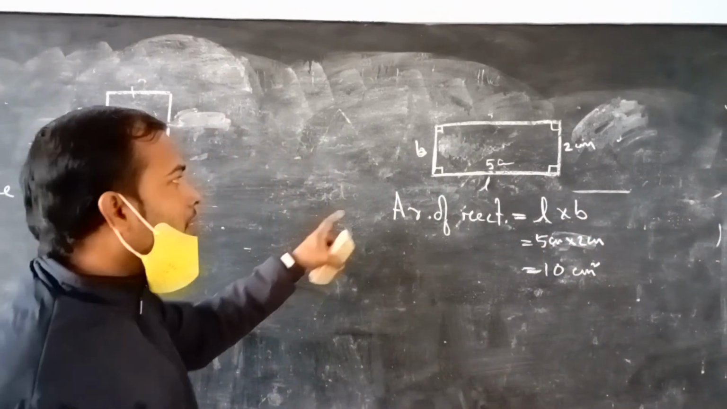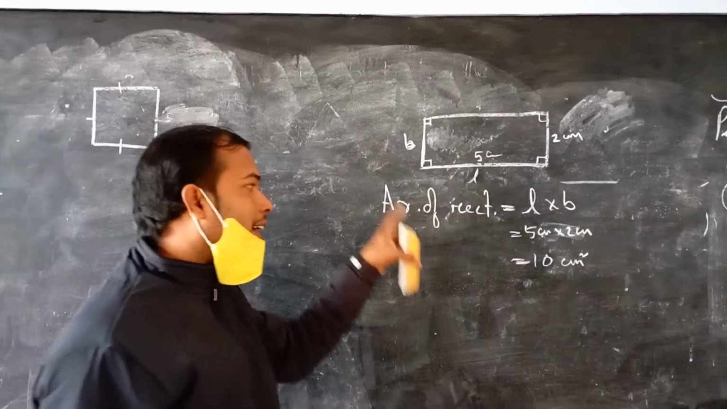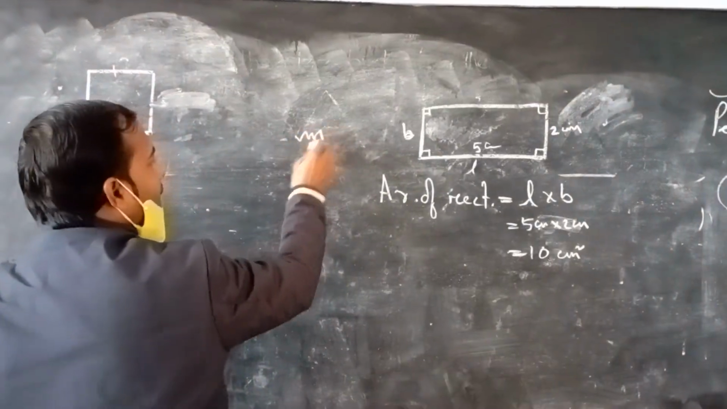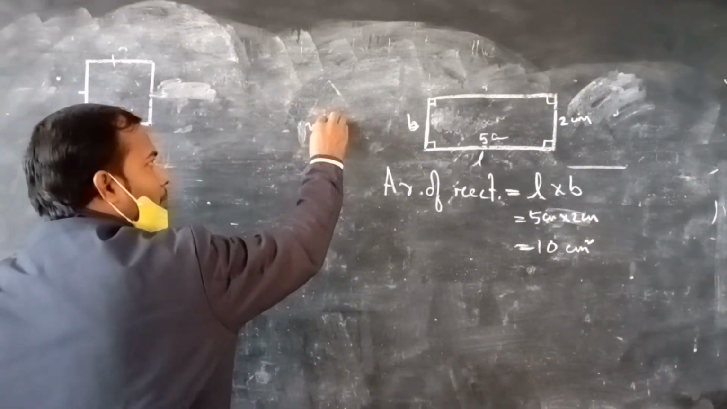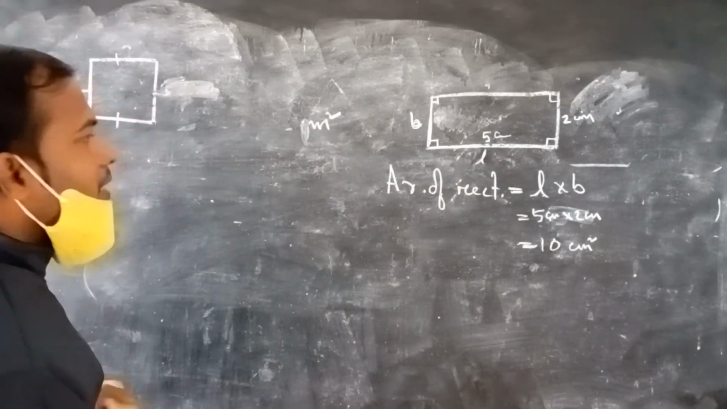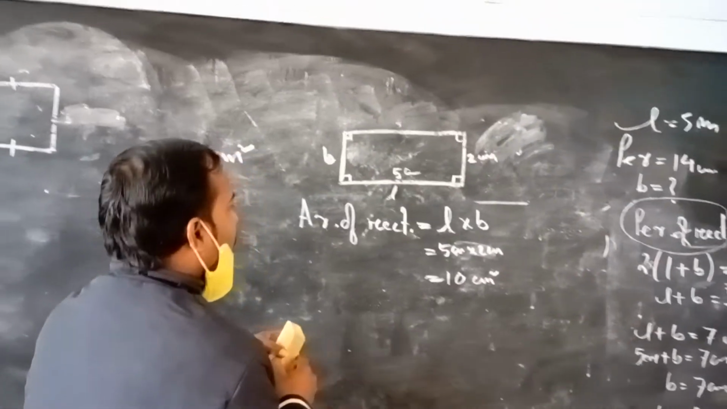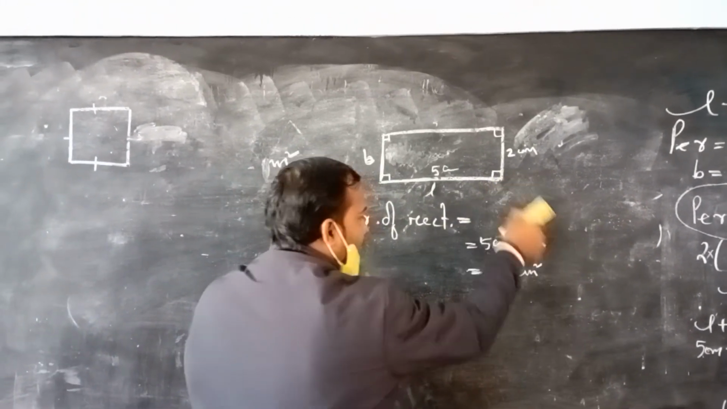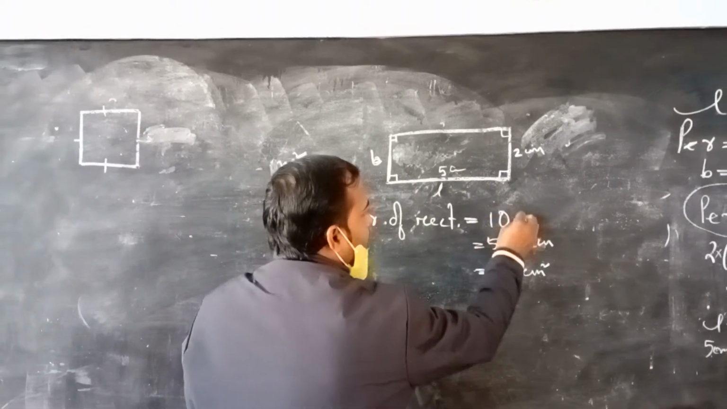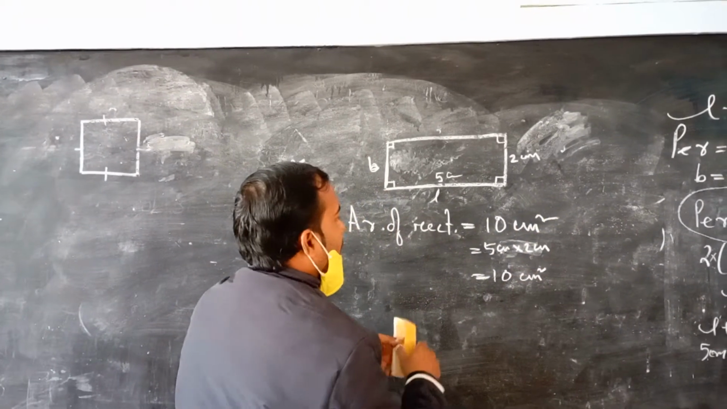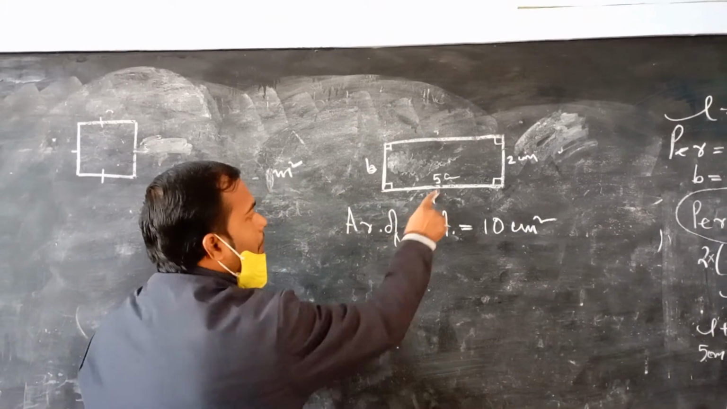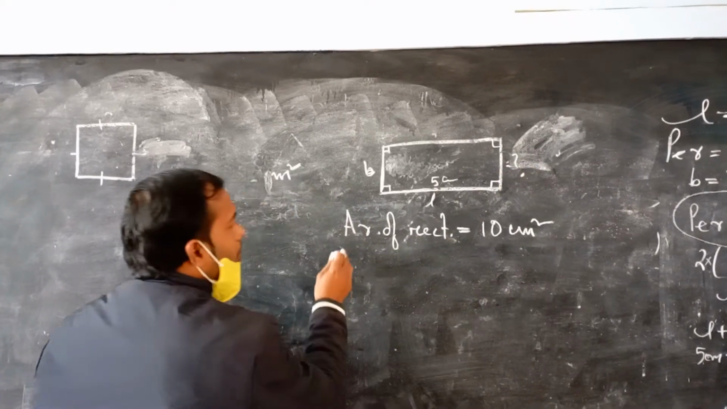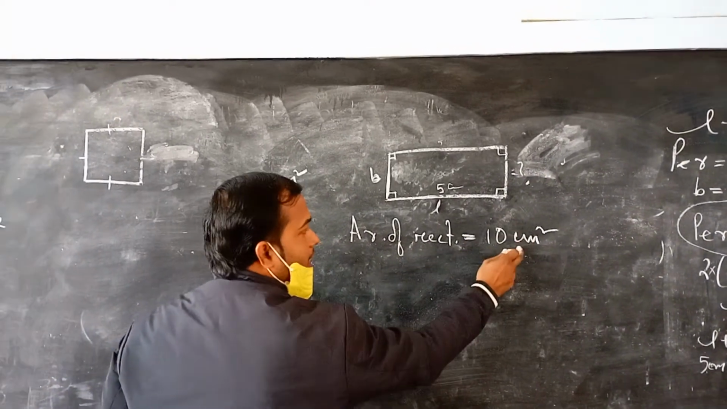Always remember this thing. When you are going to find area, there should be a square unit. Suppose meter is there, when you are finding area, then it will become meter square. Remember this thing. Suppose here area of rectangle is given as 10 centimeter square. Then length is given 5 centimeter, but breadth is not given. You have to find the breadth. Then how will you do it?